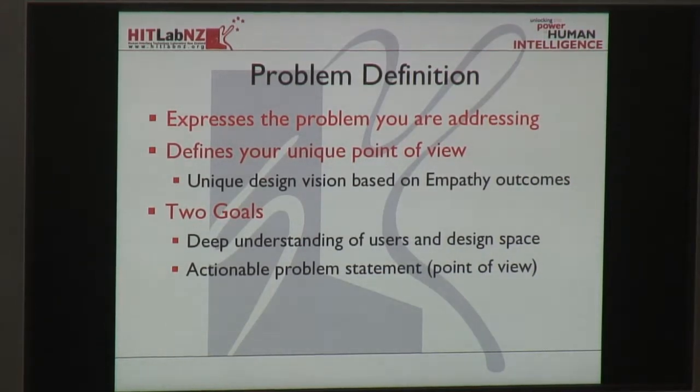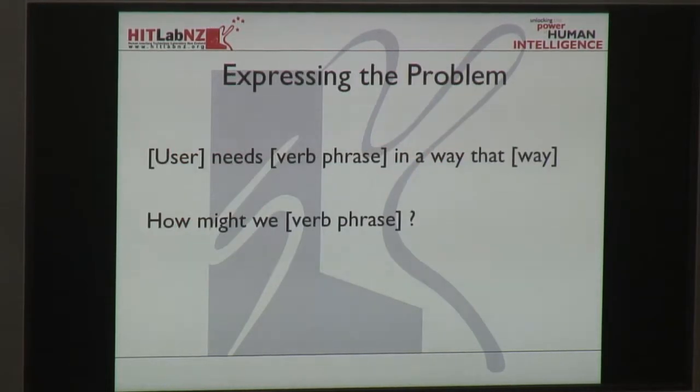So with the problem definition, the goal is to provide a deep understanding of the user and design space, and also provide an actionable problem statement. A good problem statement is one like this: the user needs something in a way that does something. And so as designers, how can we do this verb phrase? For example, in the PDA example, maybe the woman's name was Sarah. So you could say, Sarah needs a way to organise her appointments in a way that provides her with more free time.